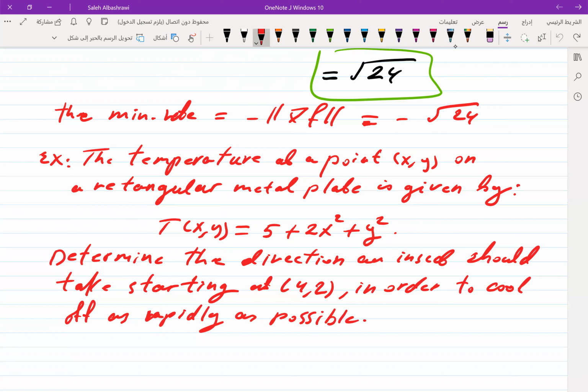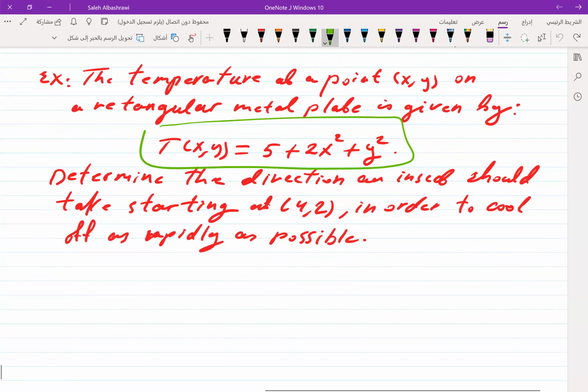We have a rectangular metal plate, and there is a temperature function T(x, y) equal to 5 plus 5x squared plus y squared, and there is an insect. It's moving and should take some direction just to cool off. So we are looking for the direction in which the temperature will decrease most rapidly, in which it cools off most rapidly.